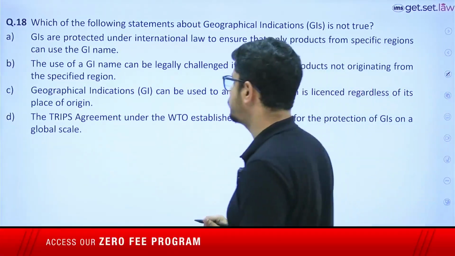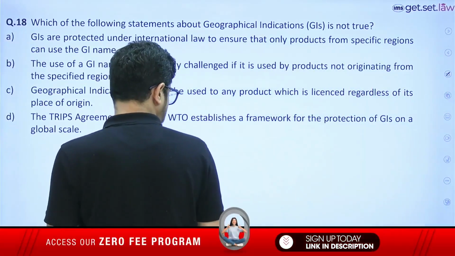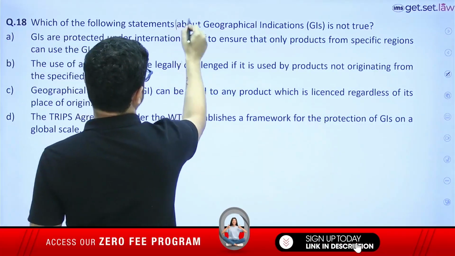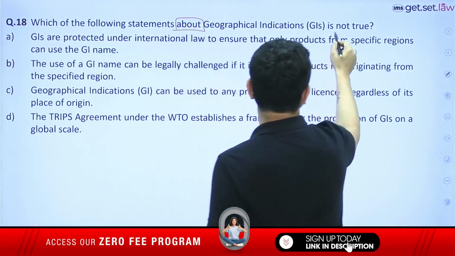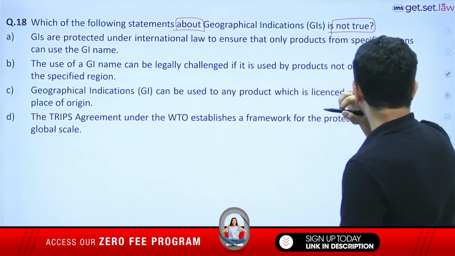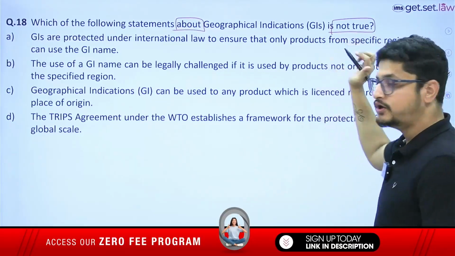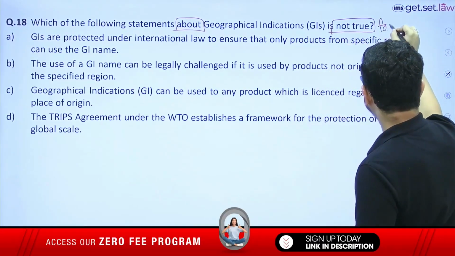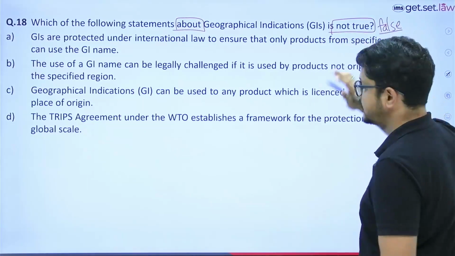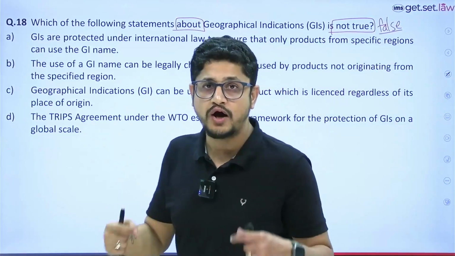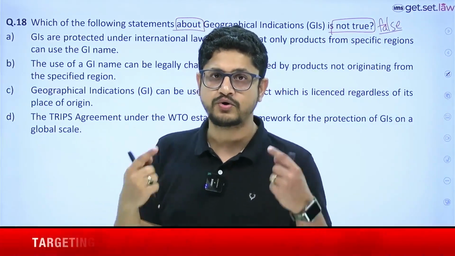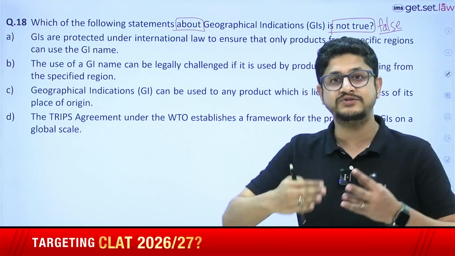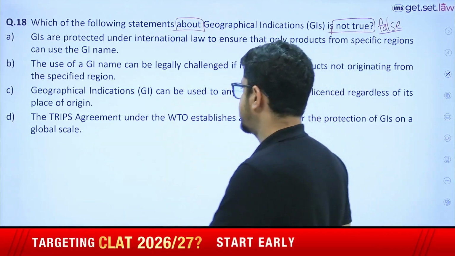Let's directly move towards the question. It says, which of the following statements about geographical indication is not true? That means, whenever such a question comes, what you need to do is understand whether it is asking for false or true. It says, which of the following statements is not incorrect? That means they want to ask you which one is correct. That's why it is. Okay.